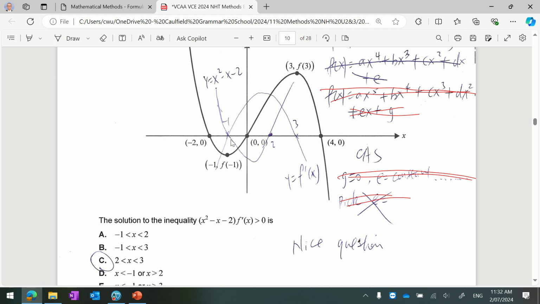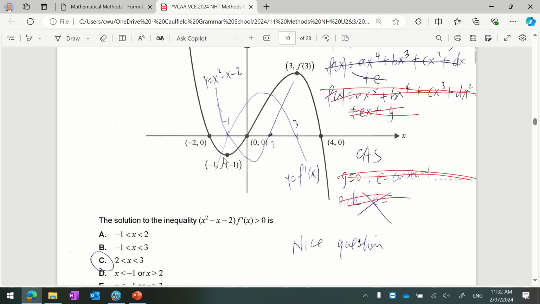And here it is. It's f dash. This is f dash. It should have an x-intercept when x equals -1, which is here. It should also have an x-intercept when x is 3, which is here, because f dash is 0. The y value of f dash is 0 when x equals 3.